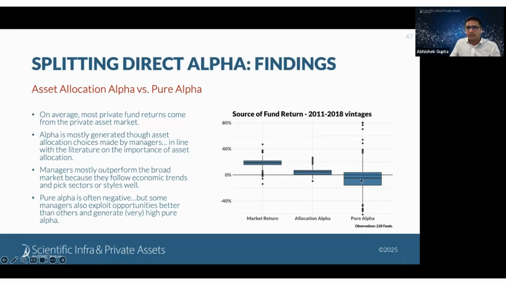On average, it remains negative, but it also presents the most dispersion in alpha. So there are some funds which are able to generate very high alpha and others which generate very low, negative alpha.